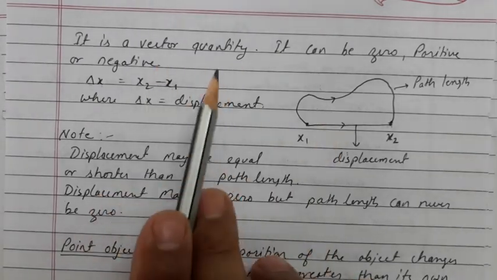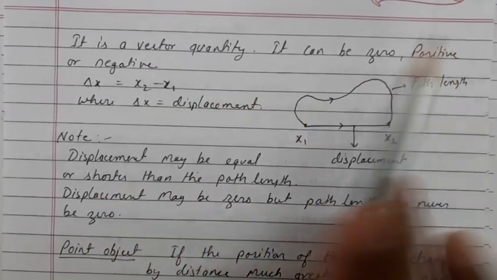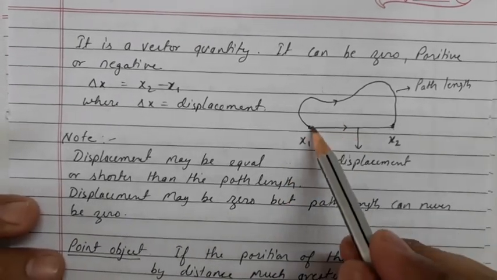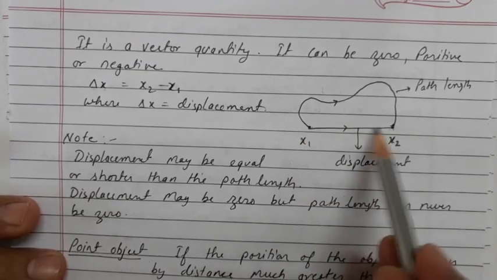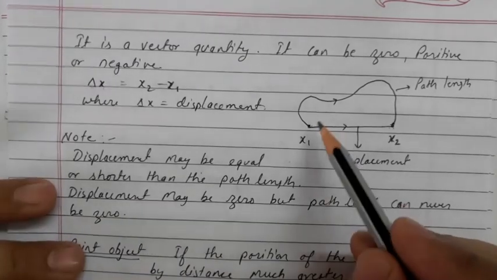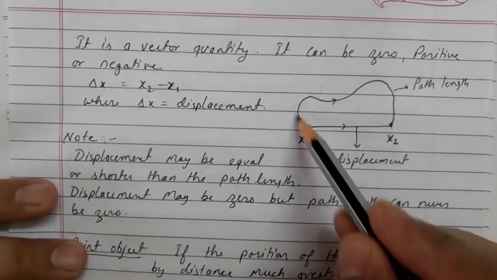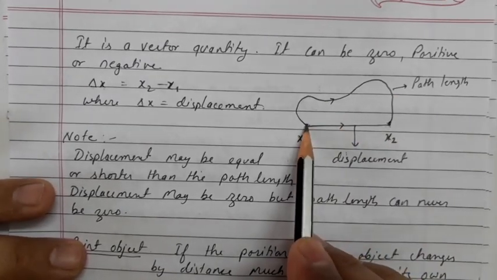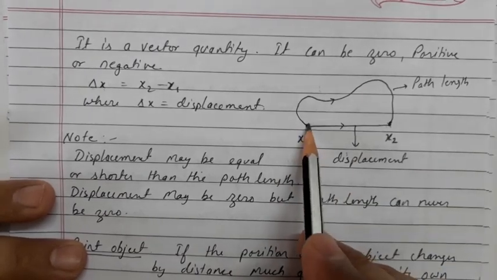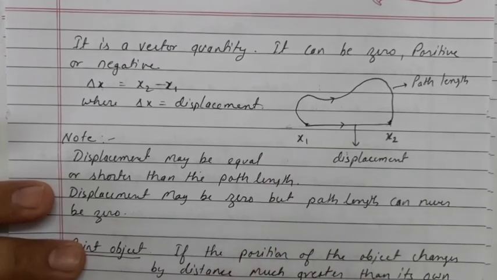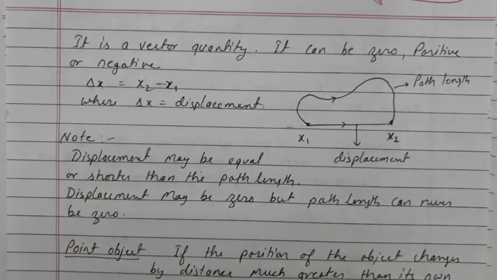And displacement is a vector quantity. It can be zero, it can be positive, or it can be negative. If we talk about positive and negative, then what is positive? If there is some displacement or change in the position, it will be considered as a positive displacement. And if the object comes back to its initial position after covering this much distance, then it will be considered as a zero displacement. If you start from here and come back to the same point, then it will be a zero displacement. And if we change the direction of the object, then it will be a negative displacement. So there are three types of displacement. It can be positive, it can be negative, or it can be zero.